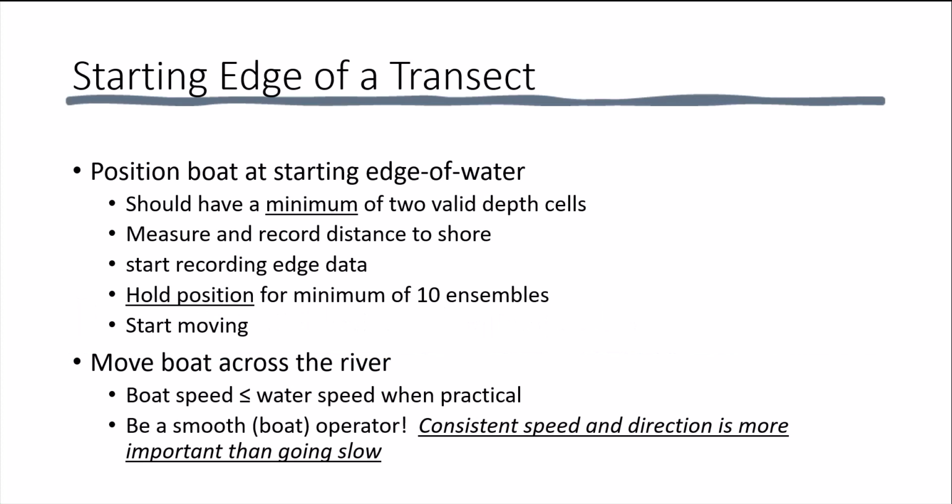The starting point for a transect should typically have 2 good depth cells to allow for adequate estimation of the edge discharge. Once the boat is in location, measure and record the distance of the ADCP to the bank. When the operator is ready, start recording edge data and hold the ADCP in position for a minimum of 10 ensembles. After edge data have been collected, move the ADCP across the river, keeping the boat speed less than the water speed when practical. More importantly, be a smooth operator. Consistent speed and direction is more important than going slow.